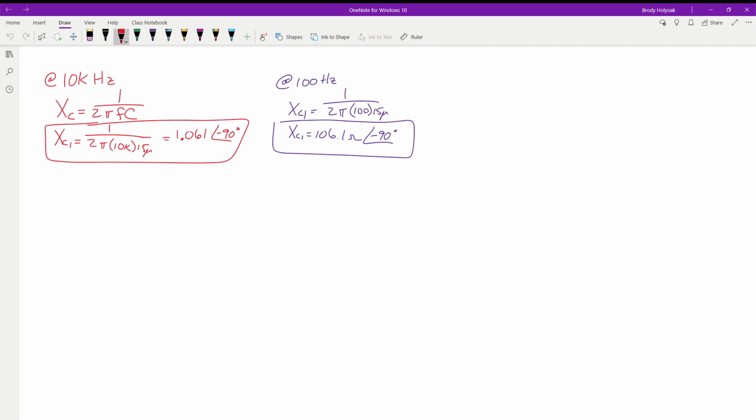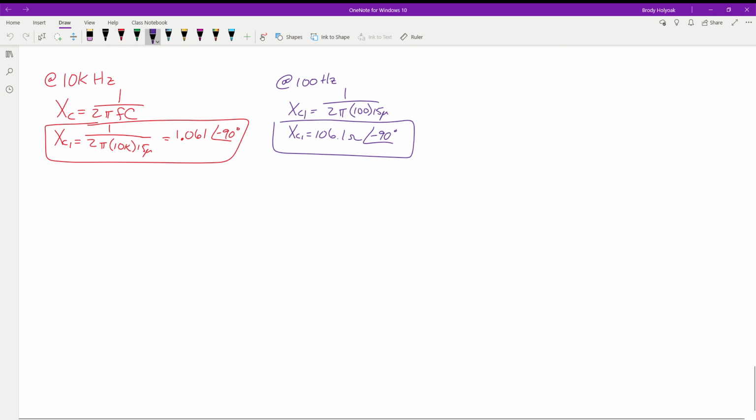Let's start solving this together. Okay, so we have X of C1 is 1.061 ohms for our 10K. Okay, X of C1 for our 100 hertz. So let's go through with our 100 hertz frequency first, and then we'll come back and do the 10K.